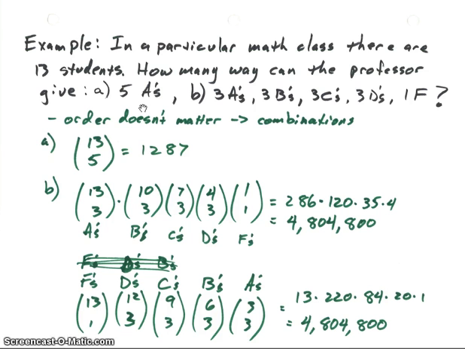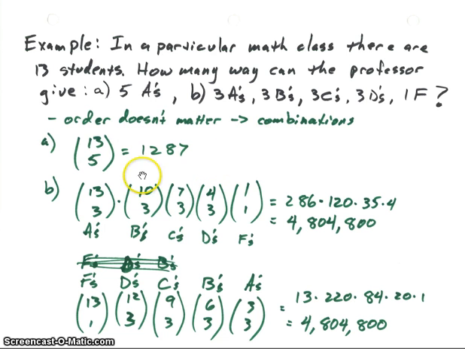Alright, first ask yourself, does order matter? He picks 5 people and he gives them A's. Does it matter what order he picked them in? No, it doesn't really matter, because they all get A's. It doesn't matter what order he's given them in, because they'll all end up with A's. And so order does not matter, and therefore we're dealing with a combination.